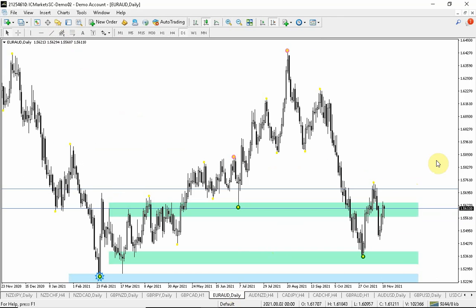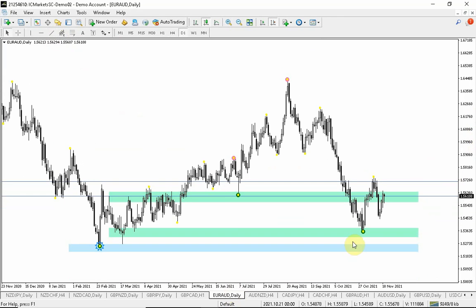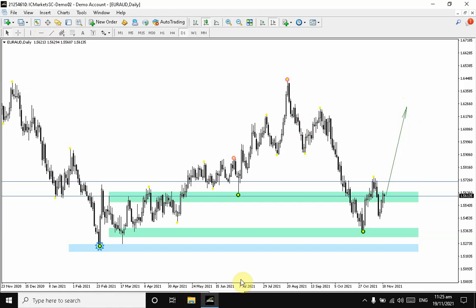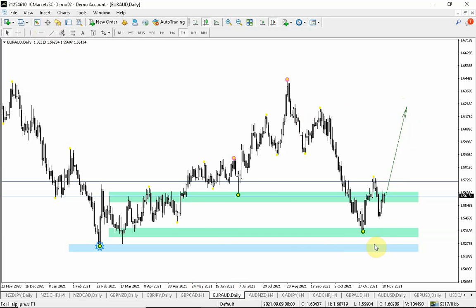Okay, so Euro AUD, what's this market doing at structure levels? We expect it to push up again from this level into the structure there, up to this level. So we'll be looking out for a buy opportunity in this market in the coming week, guys. Let's watch out for this market. Let's monitor this market.